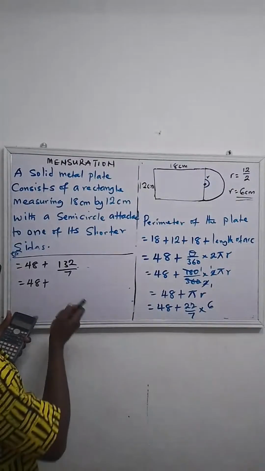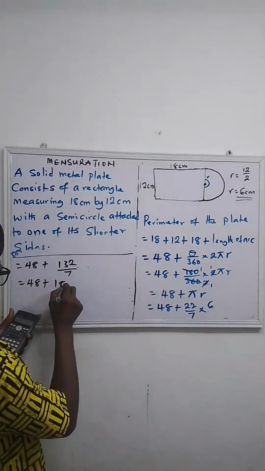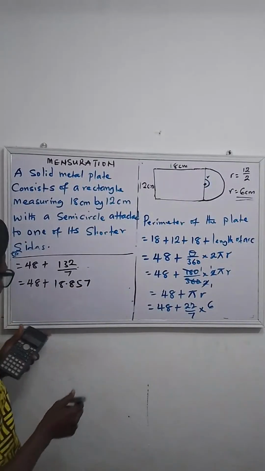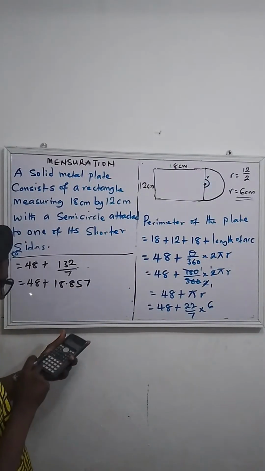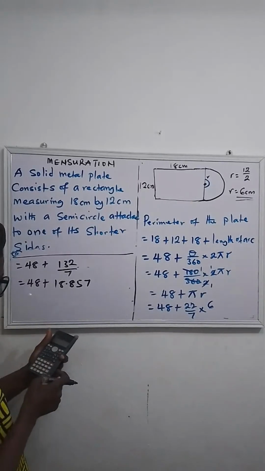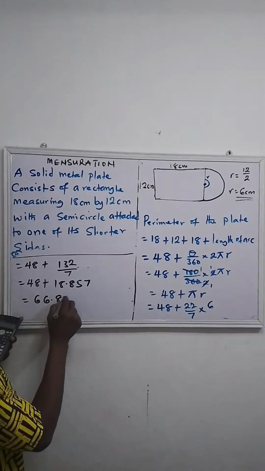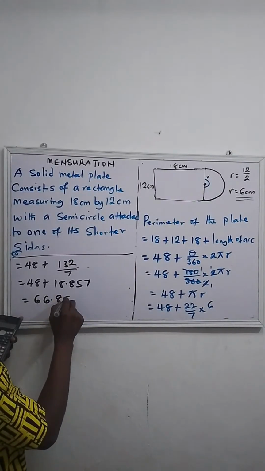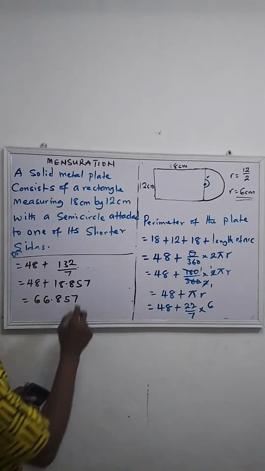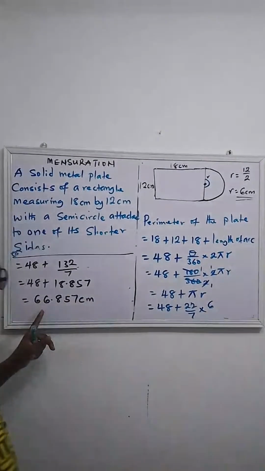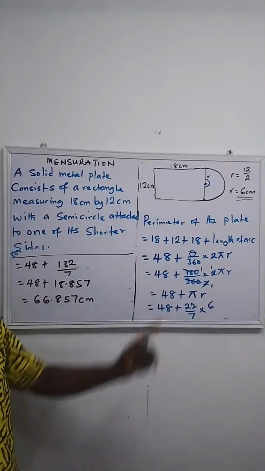Okay, so that gives us 18.857. All right. So when you add that to 48, what do you have? You have 66.857. All right. So that's going to be in centimeter. Okay, so this is the perimeter of this plane shape.